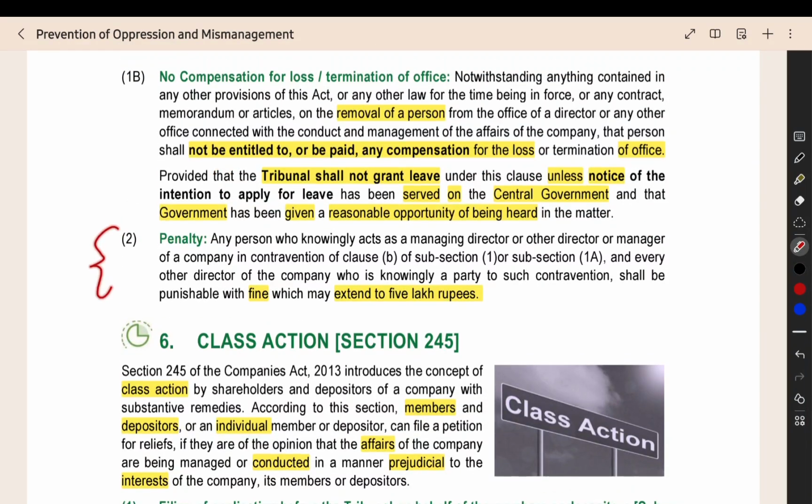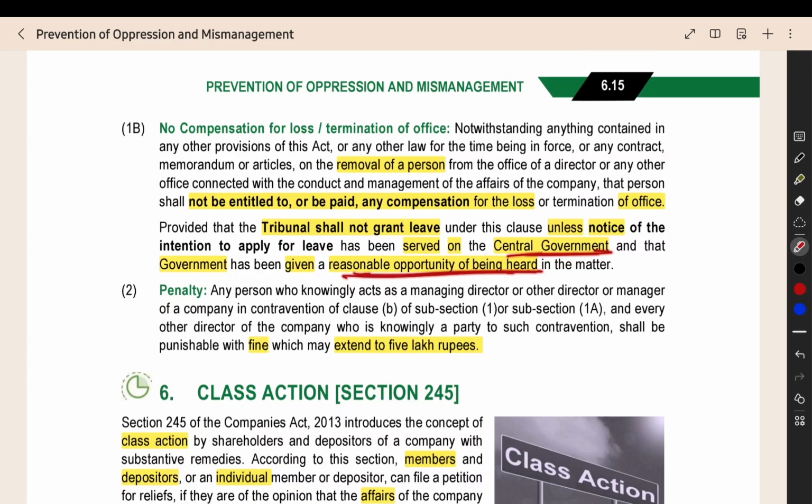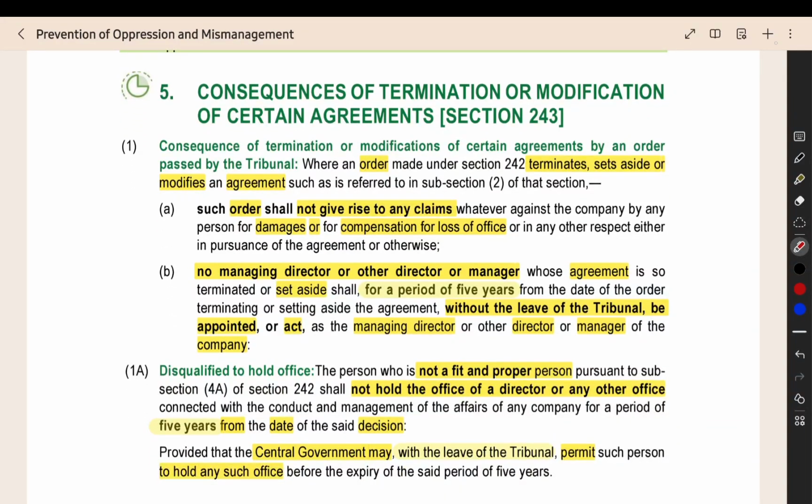Then a penalty also they have given. When anyone is removed, they will not get the compensation. But if they get the tribunal's permission, then they can get the compensation. Before granting permission to give the compensation, the tribunal also has to give an opportunity to the central government and a reasonable opportunity of being heard. So that is the entire provision for the consequences of termination or modification of certain agreements between the company and the managing director, other director, or other person.